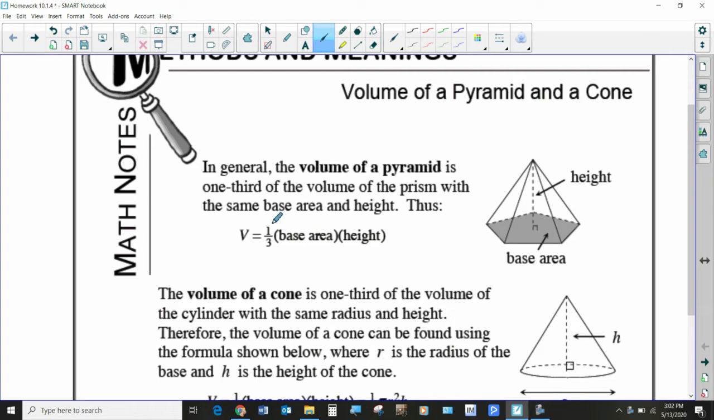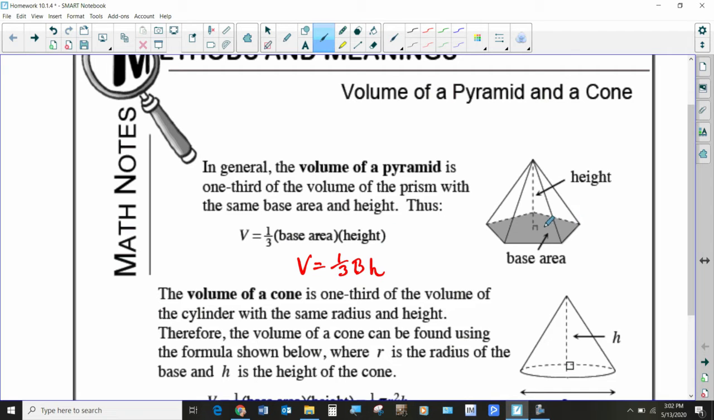And so this showed us that the volume of the cone with the same base area and the same height as the cylinder would have 1/3 the volume. And so that becomes our base formula for all pyramids and cones. And your task is to figure out, what is the base? Is it a triangle? Is it a rectangle? Is it a circle? What are the formulas for those bases?